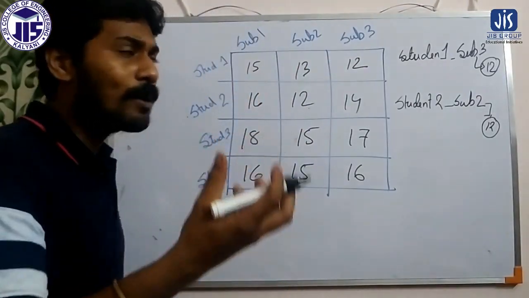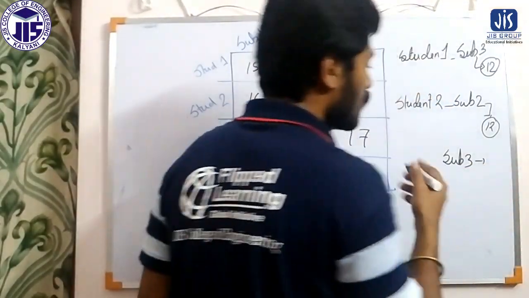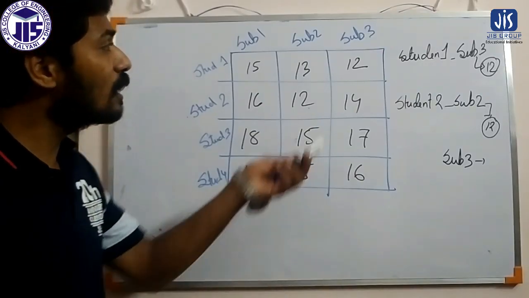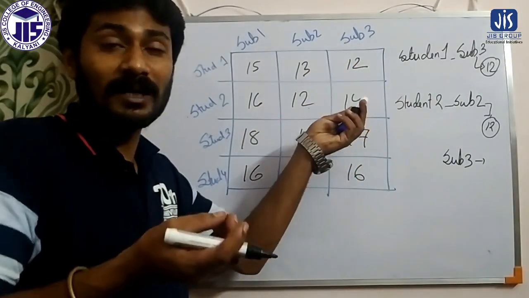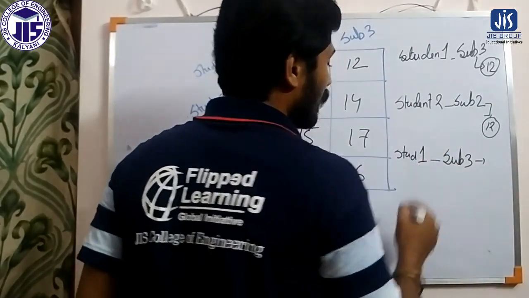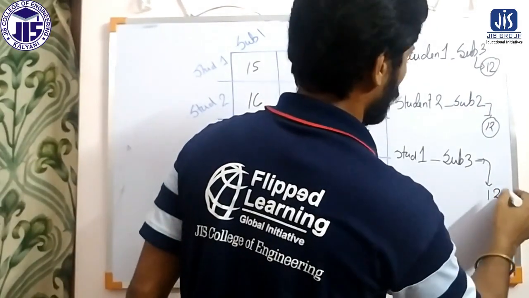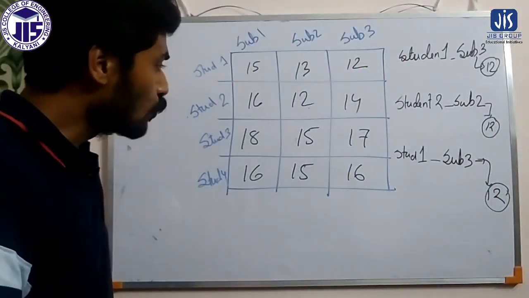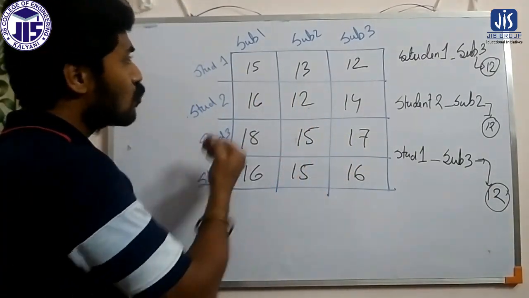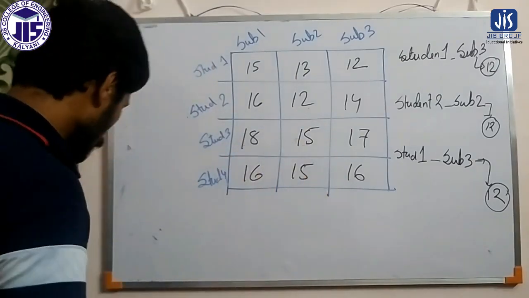In other words, if I say what is the marks of subject 3, only saying this, the next question will be which student? So using only subject 3, we cannot find out a particular mark. So here also we have to mention student 1. So student 1, subject 3, then we can say 12. In that way, to find out a particular mark we need two information, that is which student and which subject. The same concept is applicable in the case of a two-dimensional array also.